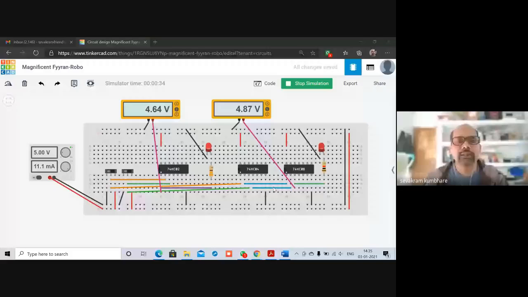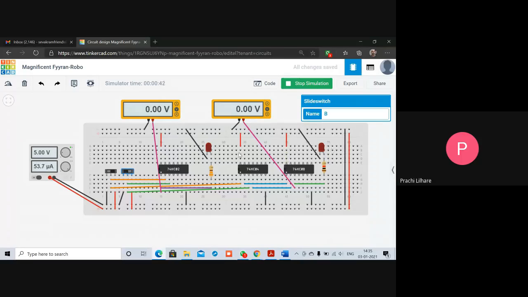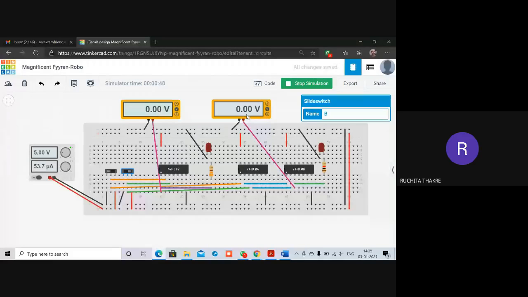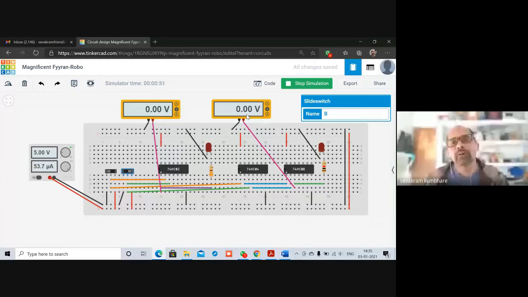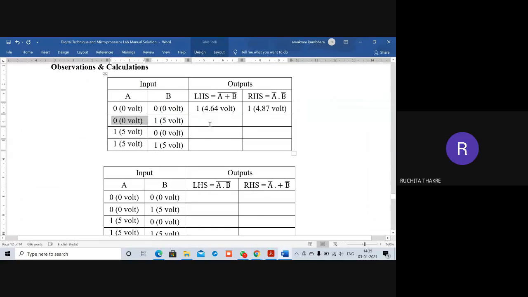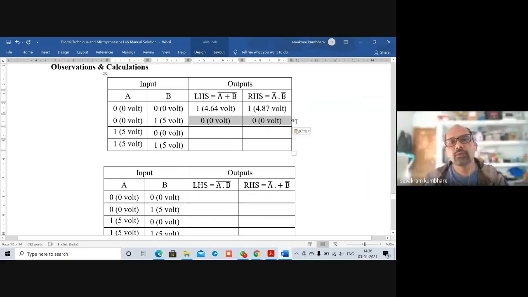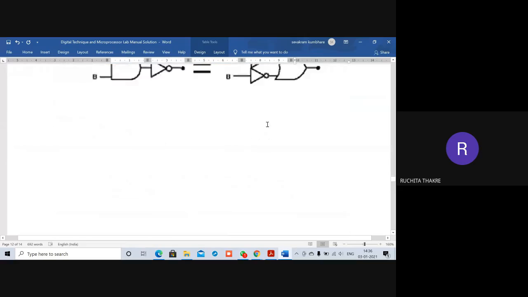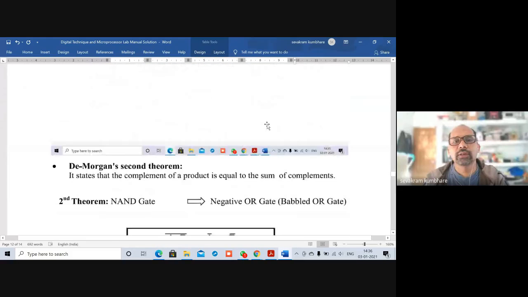So this is already 0. We'll make it 1. So this is 1. What is the LED status on both sides? Off. Off. And what is the output voltage? 0. 0. Okay. So what we can write down over here? 0 and 0, both sides, right? Yes or no? Yes, sir. Fine. Okay, 1 minute.